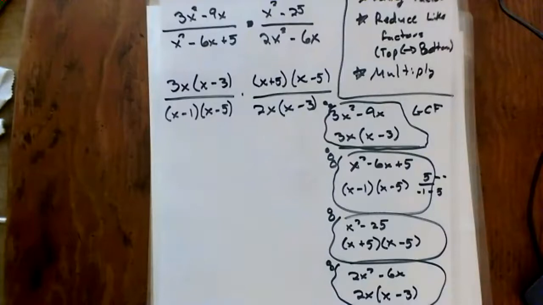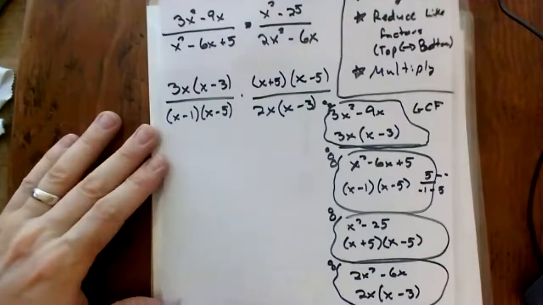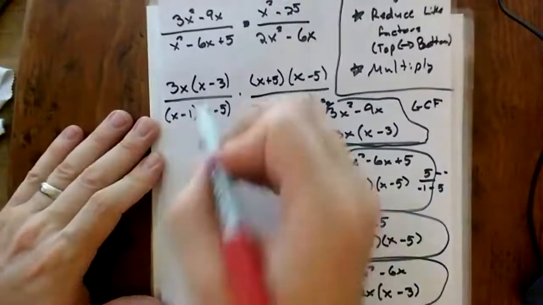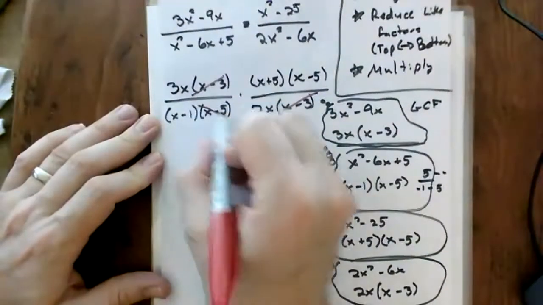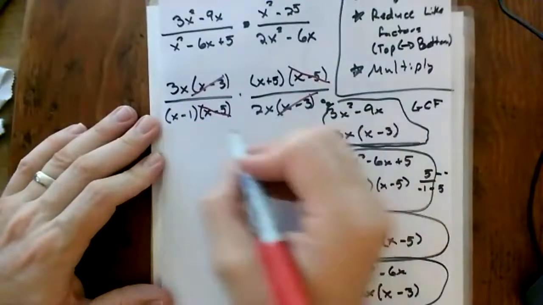And now comes the fun part. We get to reduce any like factors. Now, a couple of these are going to be really obvious. I see x minus 3 and x minus 3 right there. I also see x minus 5 and x minus 5 right there. So those are fairly self-evident.